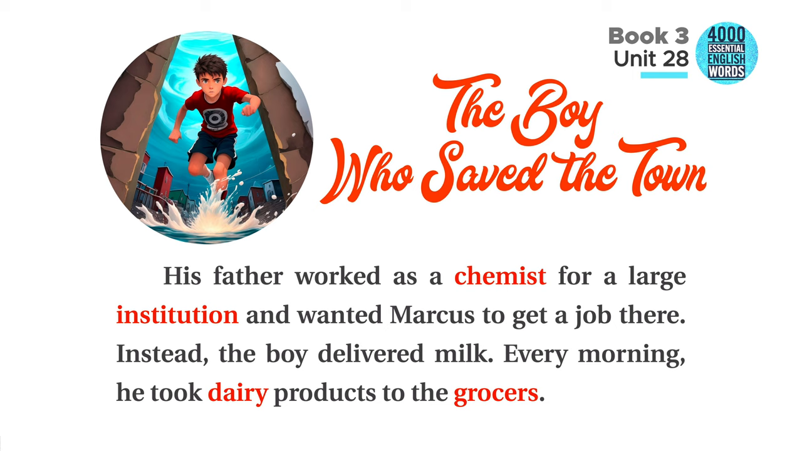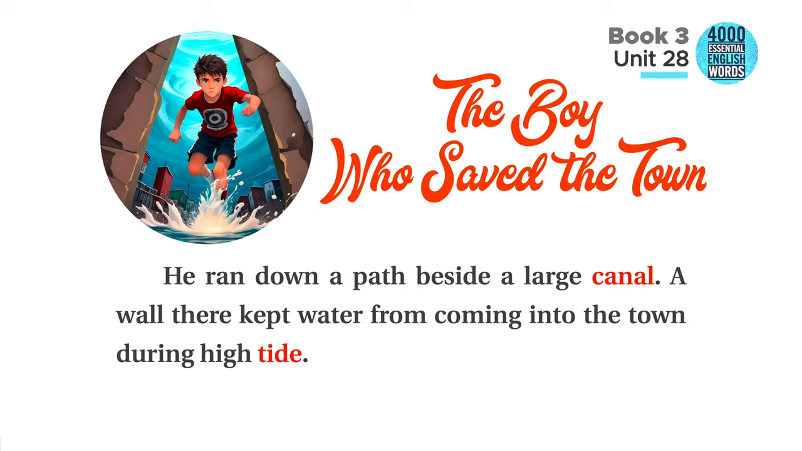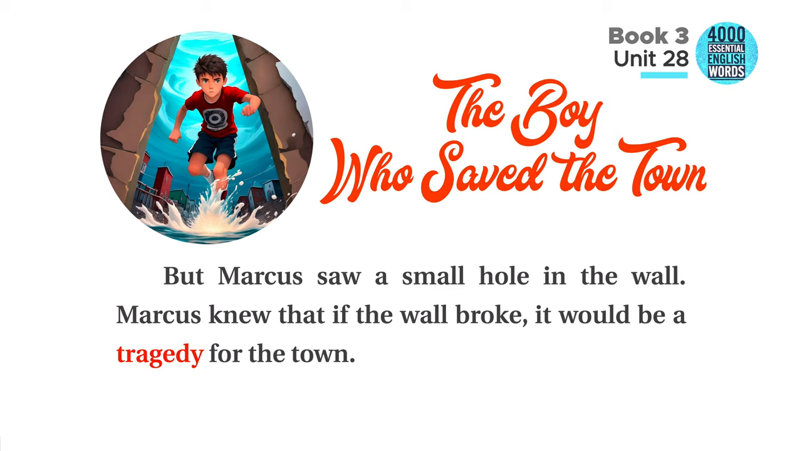One day, Marcus was jogging down the street that descended into the lower part of the town with a gallon of milk to give to a merchant. He didn't want to be late. He ran down a path beside a large canal. A wall there kept water from coming into the town during high tide. But Marcus saw a small hole in the wall. Marcus knew that if the wall broke, it would be a tragedy for the town.